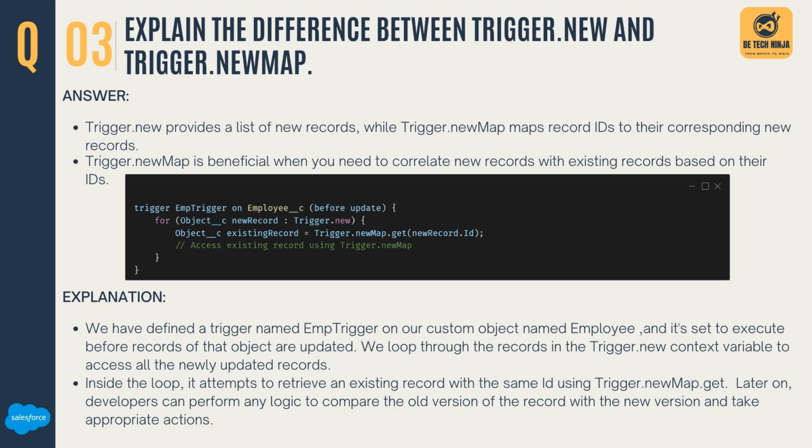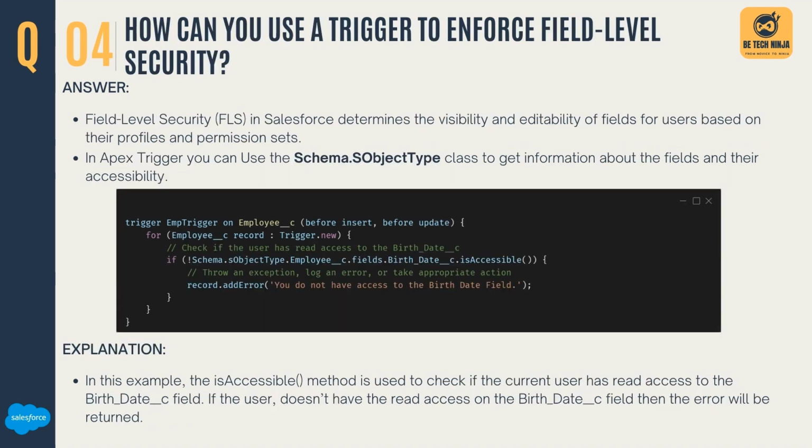In this example, we have defined a trigger named EMP trigger on our custom object named employee, and it's set to execute before records of that object are updated. We loop through the records in the Trigger.new context variable to access all the newly updated records. Inside the loop, it attempts to retrieve an existing record with the same ID using the Trigger.newMap.get method. Later on, developers can perform any logic to compare the old version of the record with the new version and take appropriate actions.